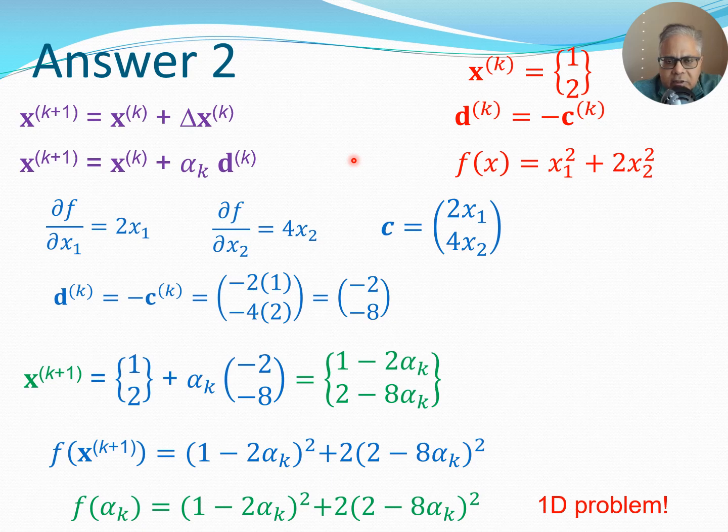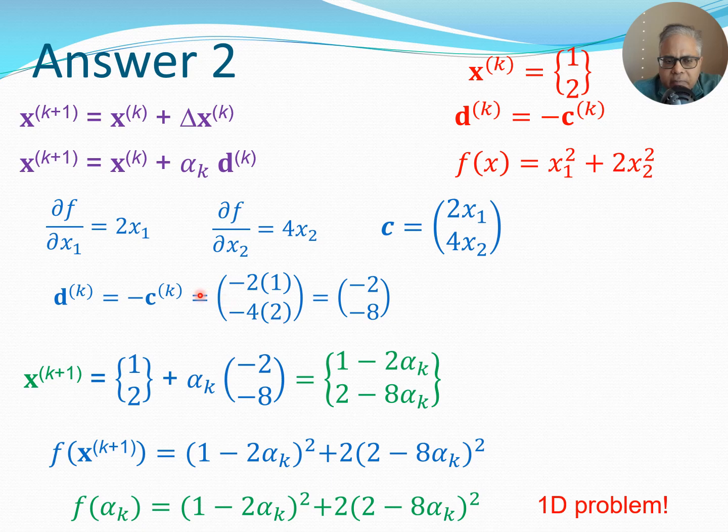So in the steepest descent method, the search direction is simply the negative of the gradient vector. So let's calculate the gradient vector of this function. We know df by dx1 is 2x1, df by dx2 is 4x2. So the gradient vector is 2x1 and 4x2. So again, it is a two-dimensional vector. So I can immediately get dk is minus ck. So that's going to be minus 2 into 1 minus 4 into 2.